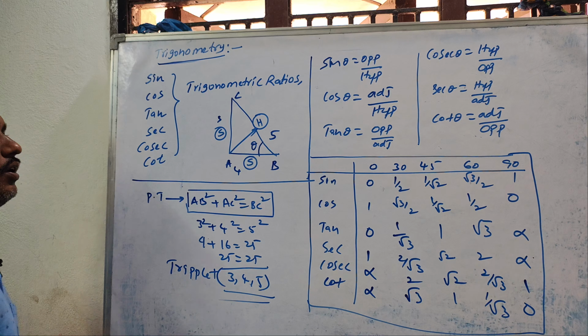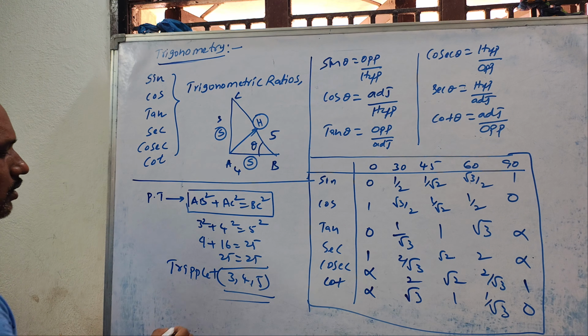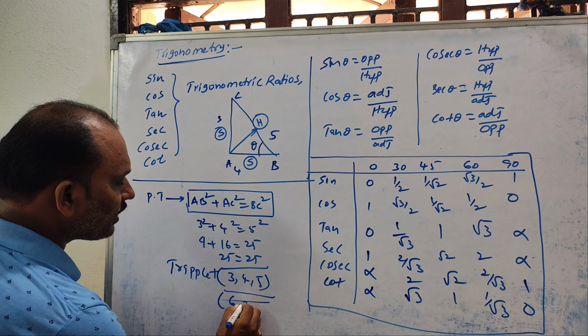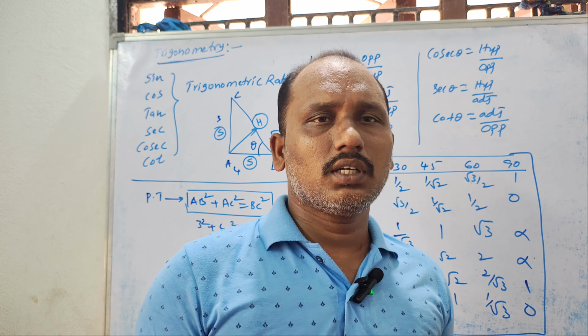So 3, 4, 5. Tell me another triplet, anybody? Tell me guys, another triplet? Another triplet is, let us assume, 6, 8, 10. Finding triplets this way is very difficult.